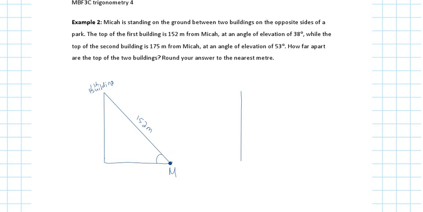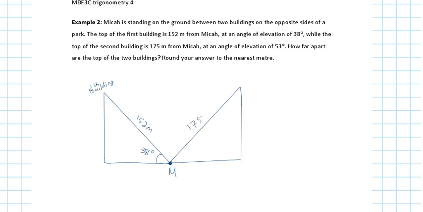While the top of the second building is 175 meters from Micah at an angle of elevation of 53. So how long is this line, sorry? 175 and an angle of elevation of 53 degrees. What do we know about these triangles? They're right here. So this is a right angle triangle, this is a right angle triangle, right?